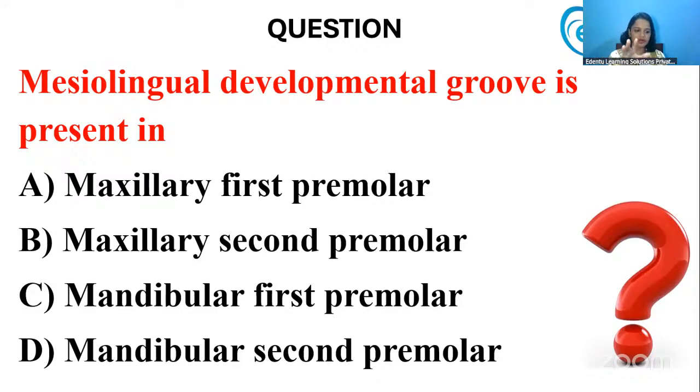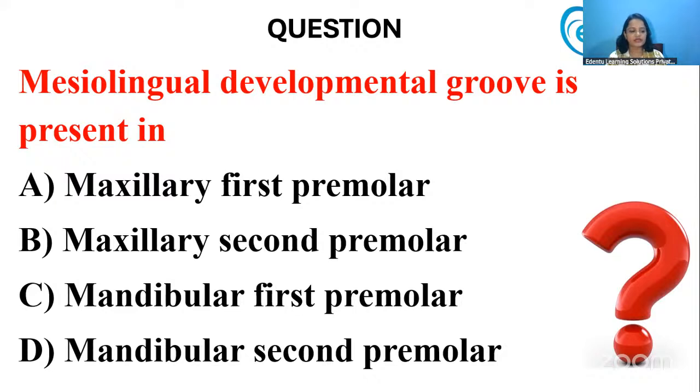Either they can give a straightforward question like this, or sometimes they can give an image. It can be converted as an image-based question also. They can just give an image and mark that particular structure in the tooth and ask you to identify which tooth this anatomical structure is present in. So you can expect the question in any way. Be prepared for that.